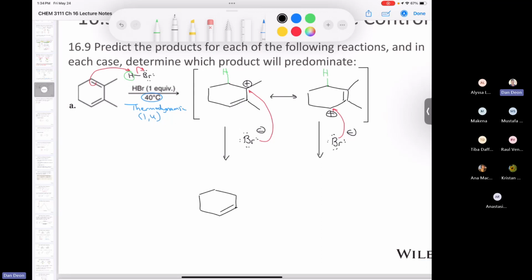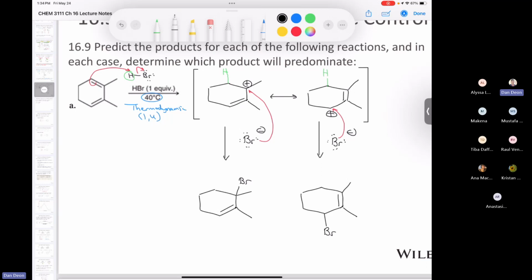We have our double bond here. Now our bromine is going to be right here. There we go. And then this product is going to look something like this. So we've got our 2. There we go. All right.